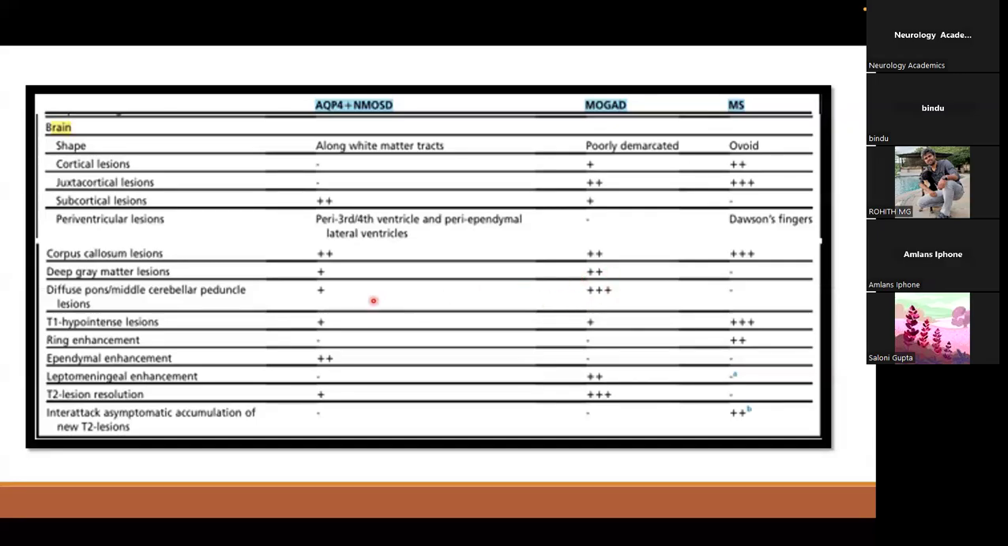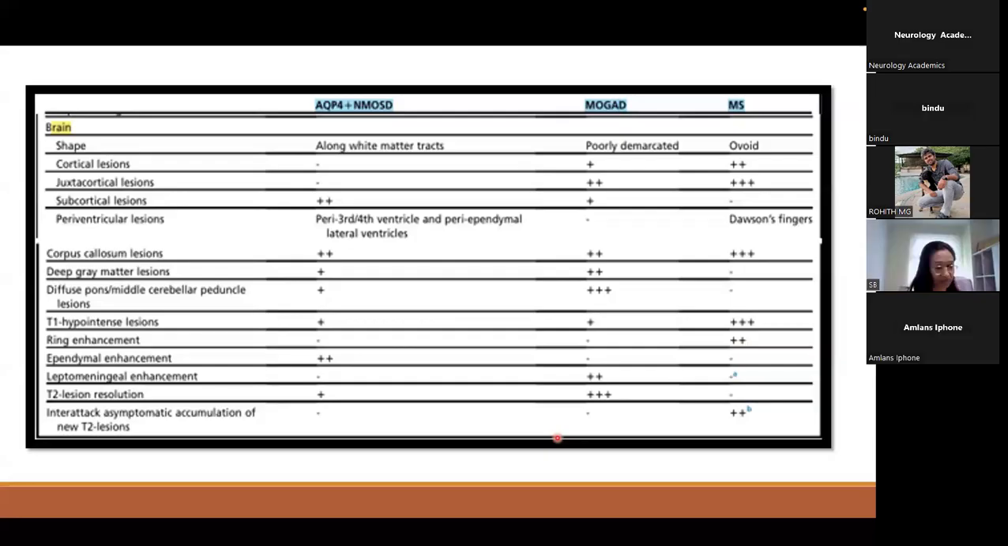And T1 hypointensity, black holes, will be seen more in MS. And ring type of enhancement will be more suggestive of MS. And looking at the resolution part, MOGAD lesions will have more resolution, and asymptomatic lesions will accumulate in MS.